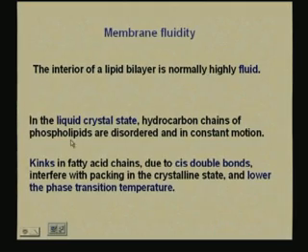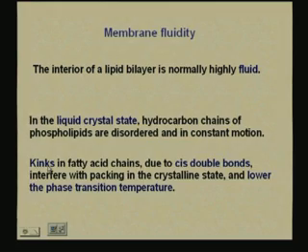Now, in the liquid crystal state, the hydrocarbon chains of the phospholipids are disordered. They are in constant motion because, you have to remember, they are suspended. The cells are suspended in the plasma. Okay, there is a cytosol to it, there is an extracellular matrix to it. So, they are all suspended. Because of their constant movement, they are highly disordered as well.